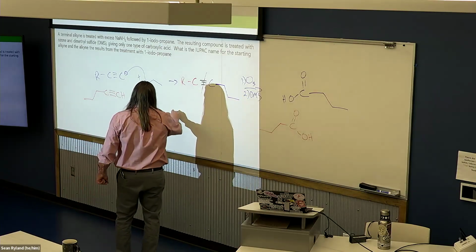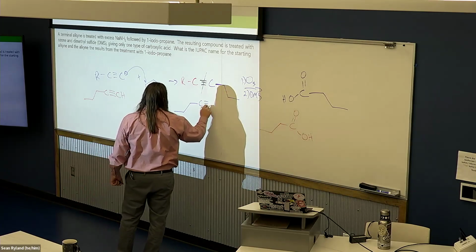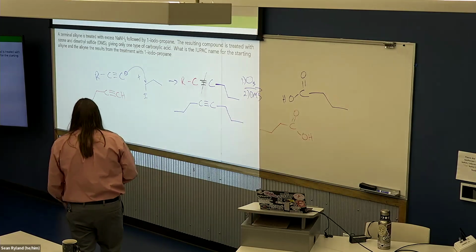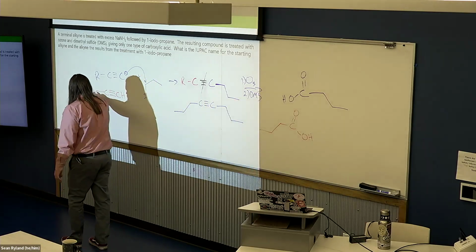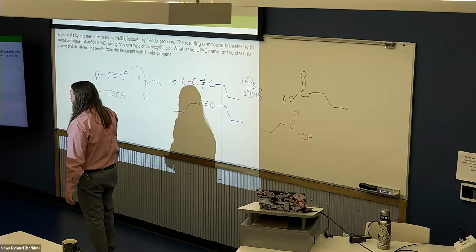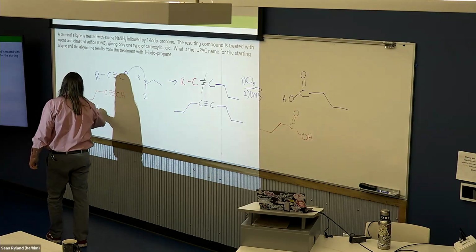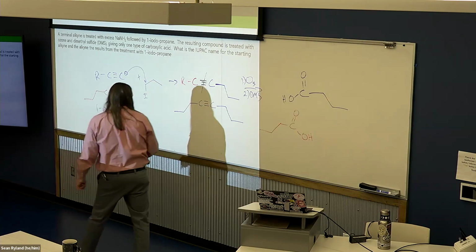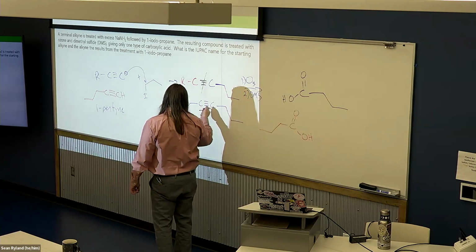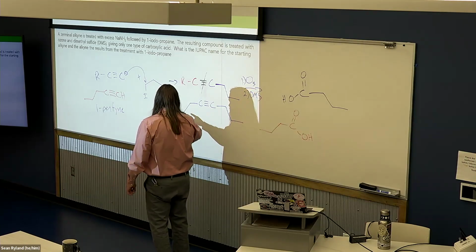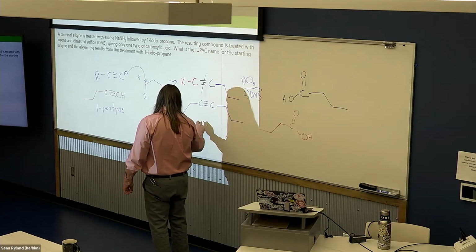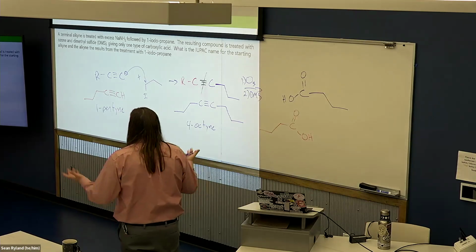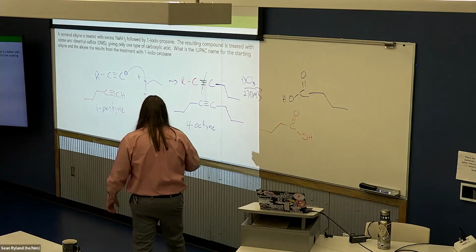So this one is then going to look like 1, 2, 3. Our starting material: 1, 2, 3, 4, 5. So 1-pentyne. And 1, 2, 3, 4, 5, 6, 7, 8. So 4-octyne. No cis/trans issues to worry about because it's 180 degrees at each of these.